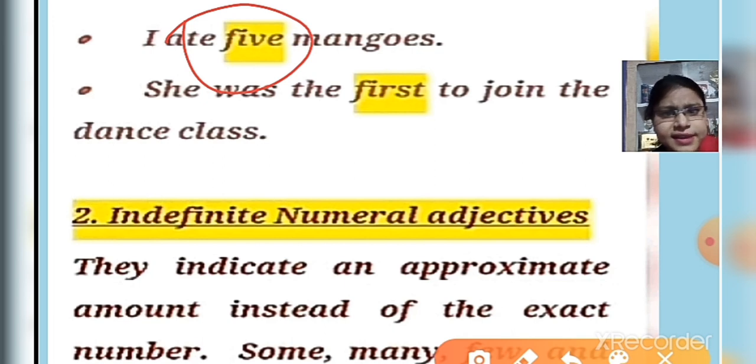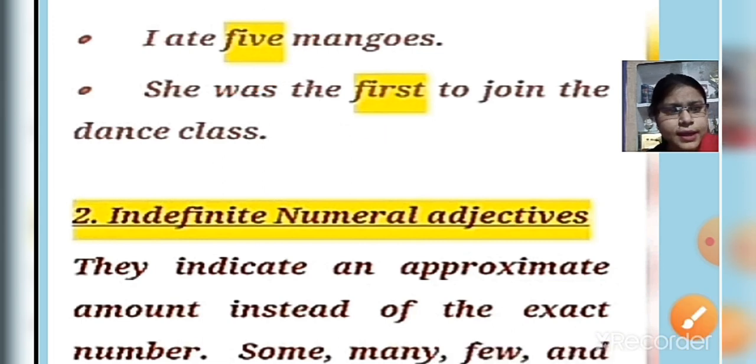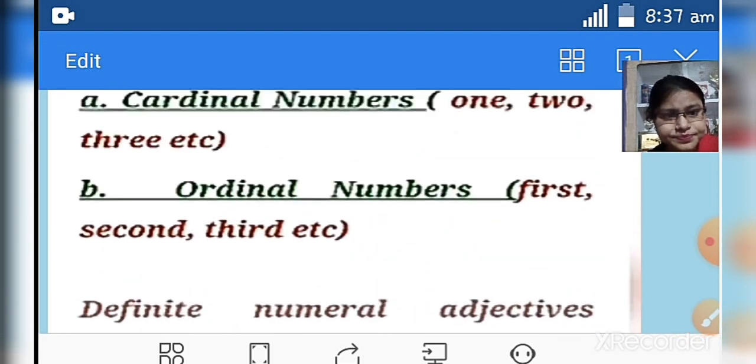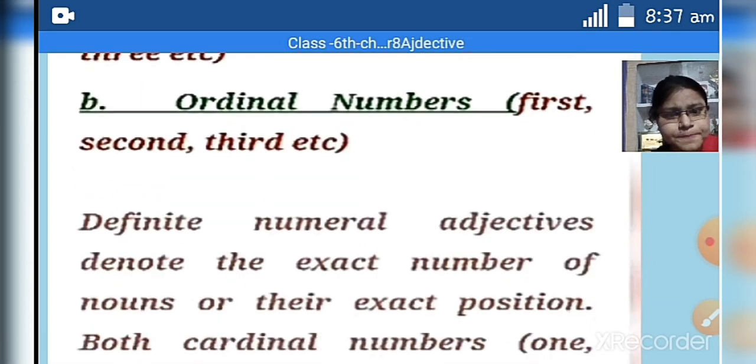Okay, then the next is, she was the first to join the dance class. It's very simple to understand. First to join. Okay, so it gives the exact position, that she was the first person who joined the dance class. Clear? So I hope that cardinal and ordinal numbers are clear to you. In cardinal numbers we have words like 1, 2, 3, and in ordinal numbers we have first, second, third, those types of adjective. Clear?